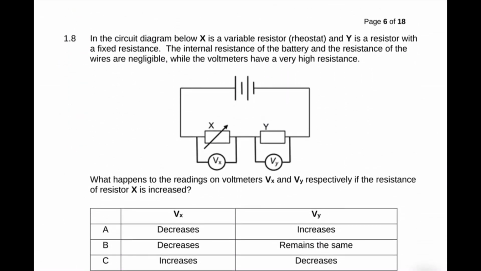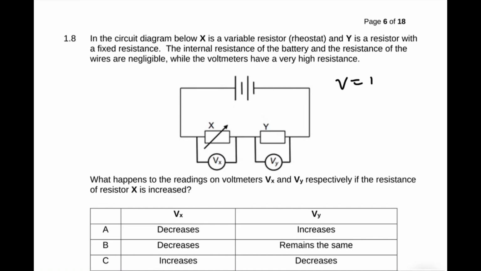In the circuit diagram below, X is a variable resistor or rheostat, and Y is a resistor with a fixed resistance. The internal resistance of the battery and the resistance of the wires are negligible, while the voltmeters have a very high resistance. What happens to the readings on voltmeter Vx and Vy respectively if the resistance of resistor X, our rheostat, is increased?